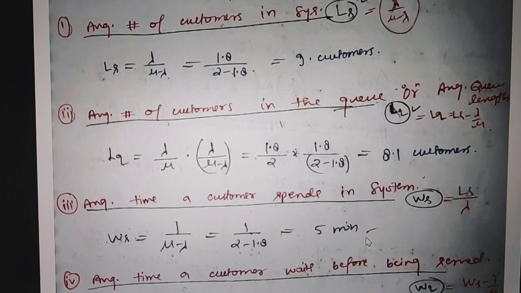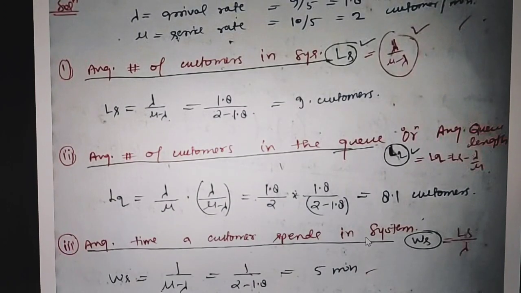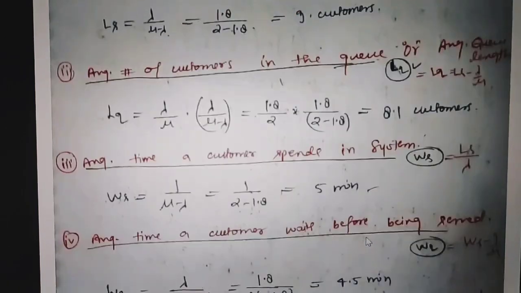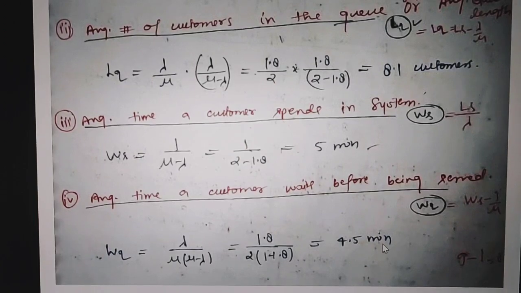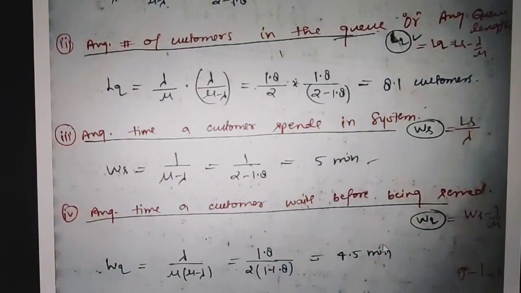So we have calculated Ls, Lq and Ws. Now the time for Wq. Wq is the average time a customer waits before being served; in that time the customer will be in the queue only. So Wq is equal to lambda upon mu multiplied by mu minus lambda. Put the respective values of lambda and mu, and we get 4.5 minutes. So this is the simple problem of model number 1.